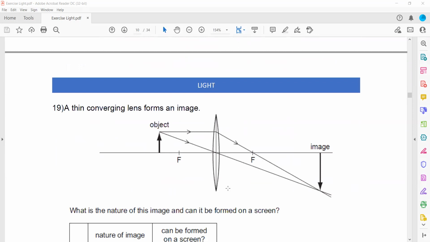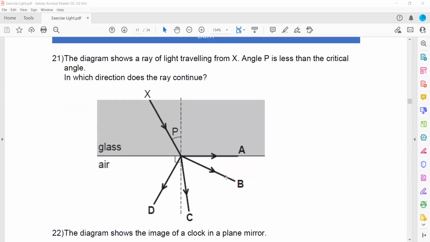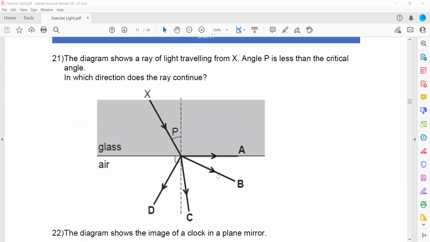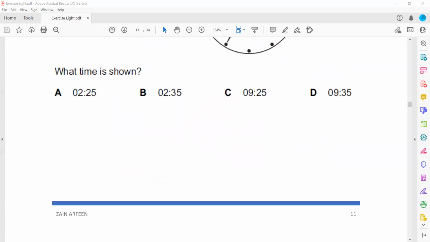Some of the questions are different. So in this question, the diagram shows a ray of light traveling from X at an angle P. Okay, it is about critical angle. So that's the next topic after refractive index.